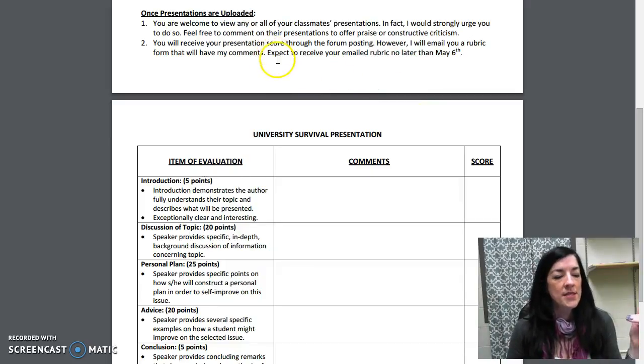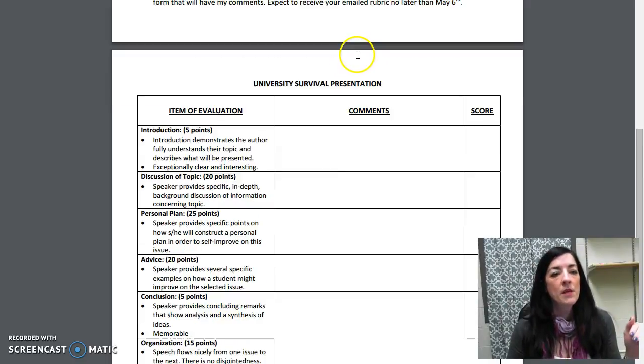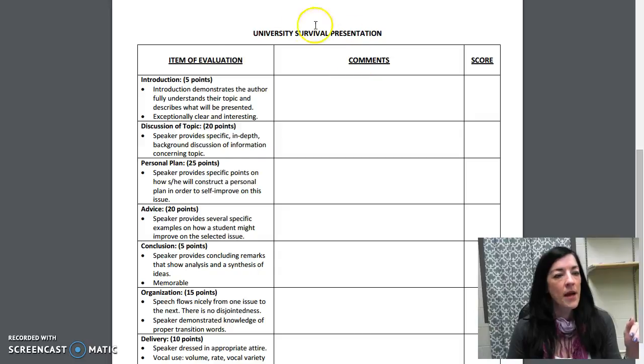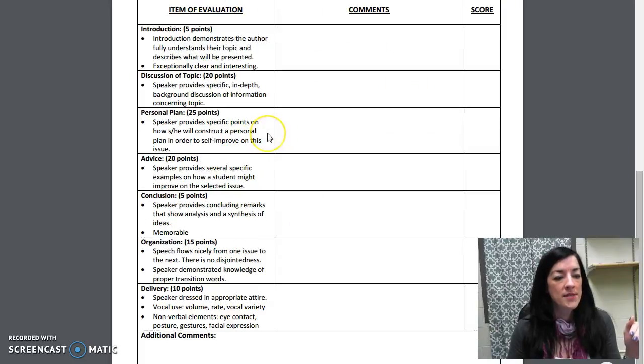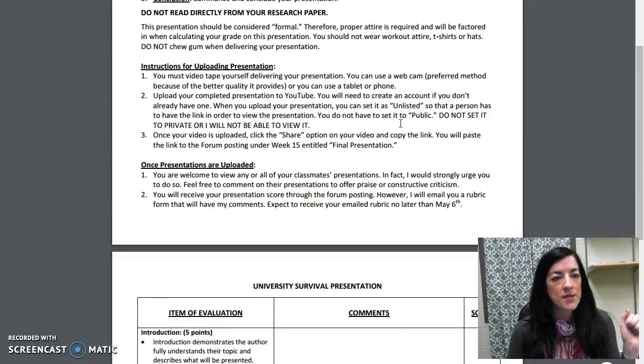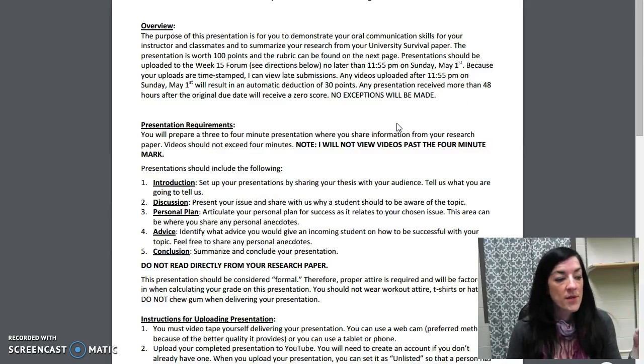You will receive your presentation score through the forum posting, but I will also email you a rubric, and you'll have that no later than May 6th. I have your rubric here for you. Again, same thing as the paper. I tell you exactly what I'm expecting of you with all the points. So make sure that you read all this information carefully. That will help to ensure that you know what's expected of you. So those are the two presentations.